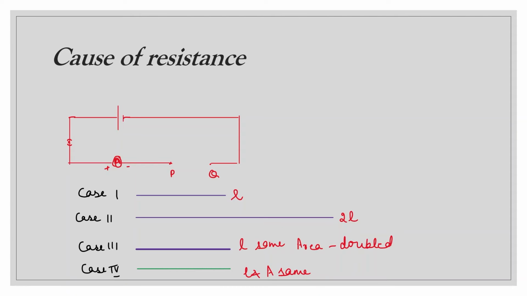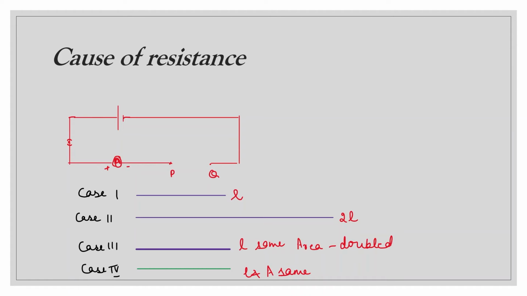In case 3, we'll keep the length same, but now we will change the area of cross section. So let us say we double the area of cross section. And in case 4, we keep length and area the same as in case 1, that is L and A, but we change the material of the wire. That means now instead of nichrome wire, we can take copper wire. Now in all the 4 cases, we are keeping the battery the same.